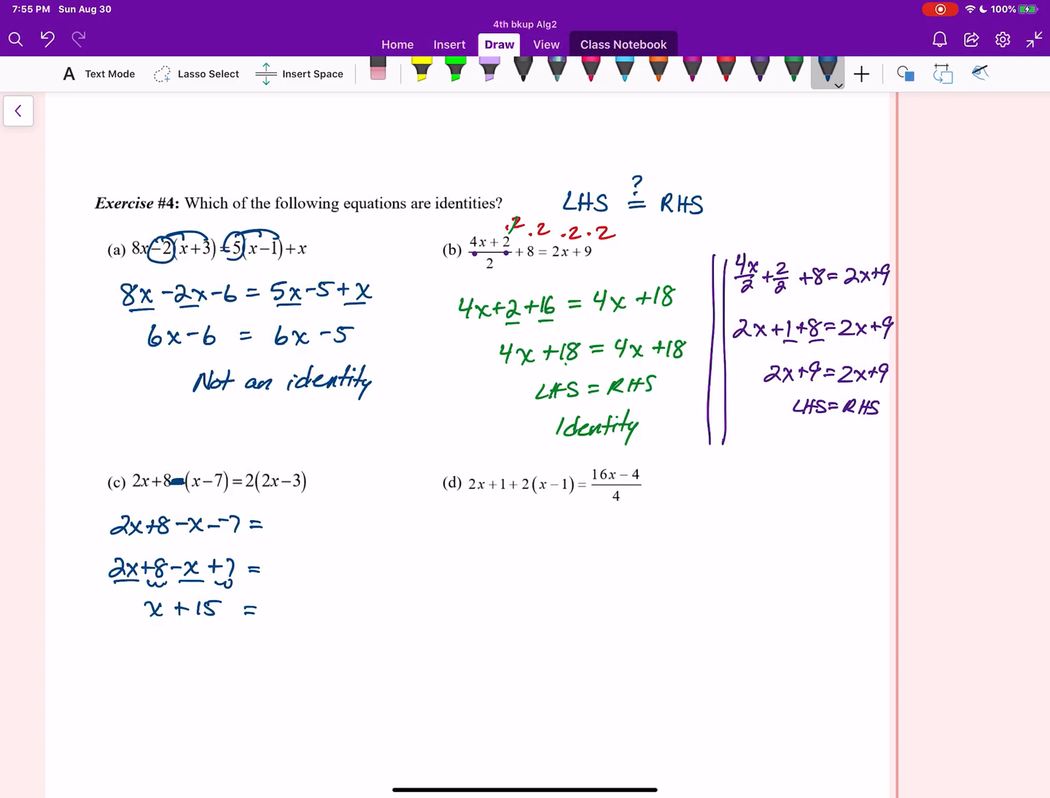Does it equal the right-hand side? Well, let's just distribute the 2 on our right-hand side, and we get 4x minus 2 times negative 3 is negative 6. Does x plus 15 equal 4x minus 6? No. Again, we are not solving here. We are determining which equations are identities. So we don't need to go any further. The left-hand side does not equal the right-hand side. So this is not an identity.